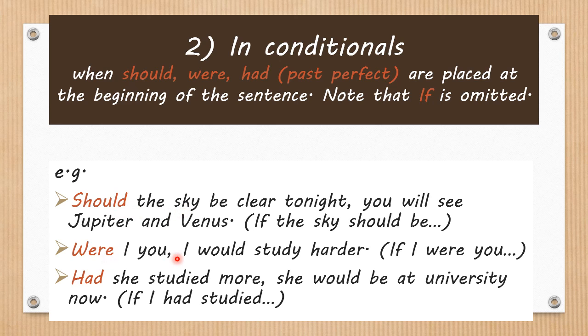Were you here, I will study harder. In this case, I omit if, and the verb were goes before the subject, and it becomes were you. Had she studied more, she would be at university now. I omit if, and had, part of past perfect, goes before the subject, and we have had she. In this case, it's the inversion.